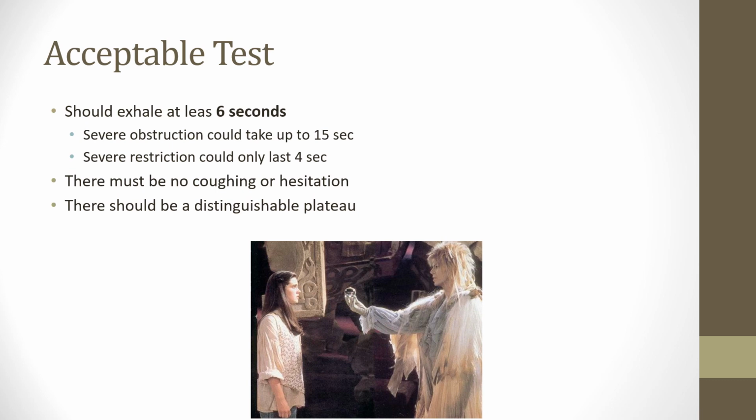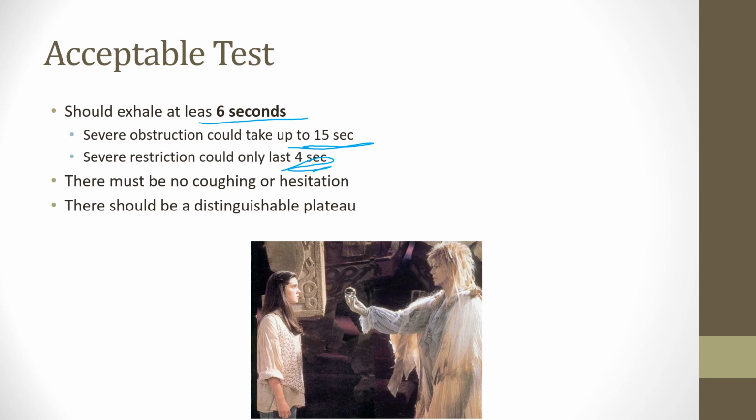When you do these tests, one of the limits for acceptability is that the exhalation needs to be at least 6 seconds in length. So when they exhale, it should take them at least 6 seconds. If they have a severe obstruction, it can take up to 15 seconds, and that's what we've seen in one of those examples. In some severe restriction cases, it may only last about 4 seconds because their lungs can only contain so much volume. If they're severely restricted, they'll probably have 100% of it out pretty quickly.